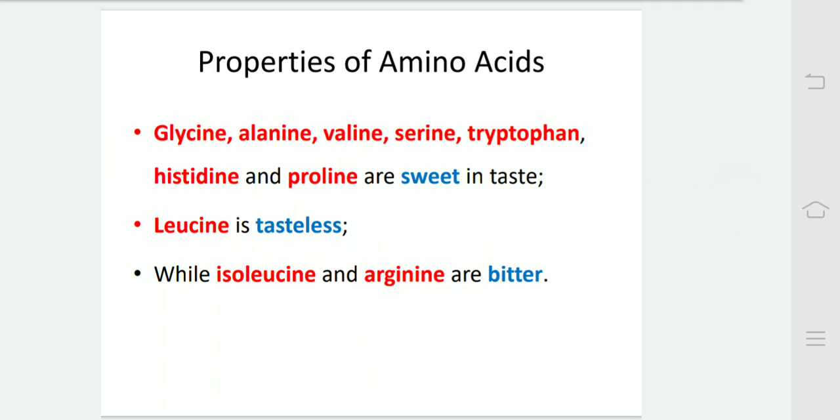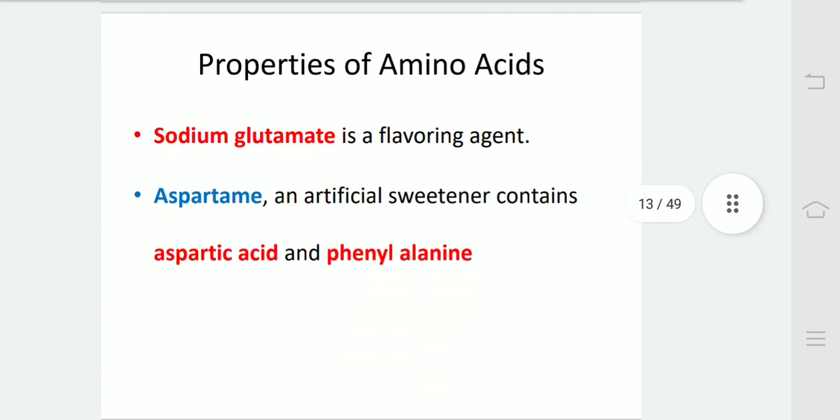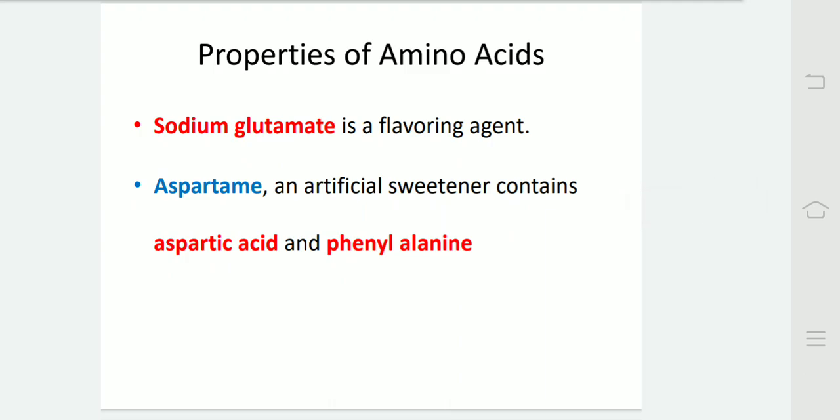Properties of amino acids. Glycine, alanine, valine, serine, tryptophan, histidine, and proline are sweet in taste. Leucine is tasteless, while isoleucine and arginine are bitter. Sodium glutamate is a flavoring agent. Aspartame, an artificial sweetener, contains aspartic acid and phenylalanine.